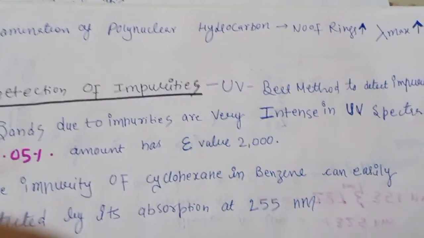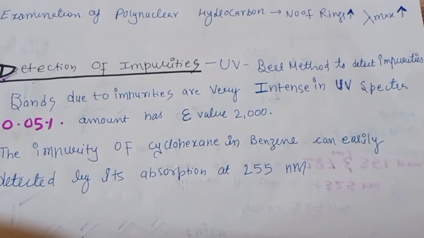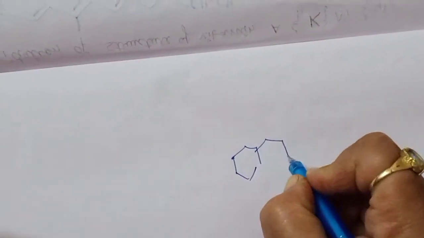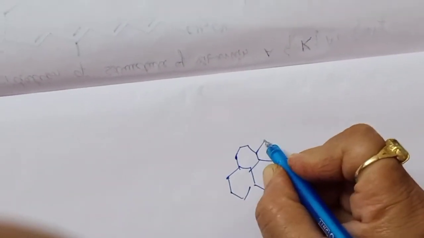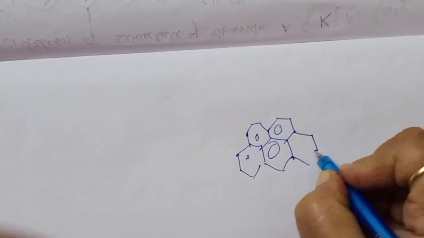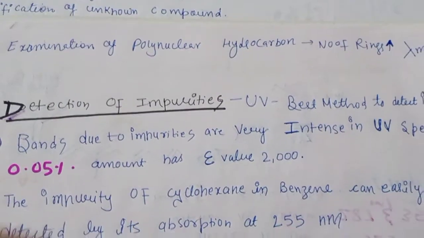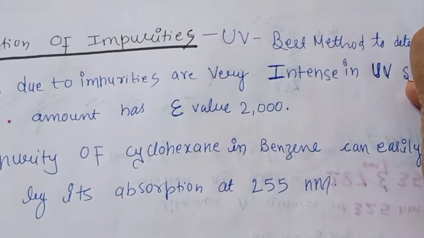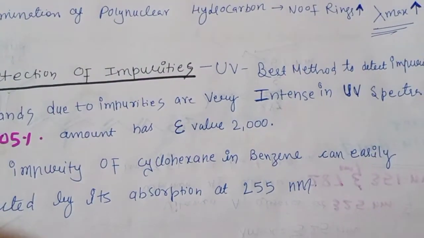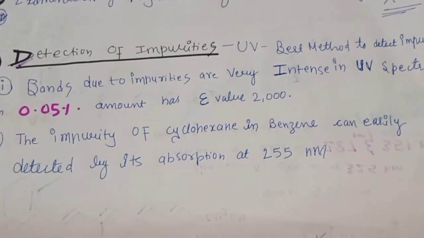Next application is the examination of polynuclear hydrocarbons. As we know, there are many polynuclear hydrocarbons, where many benzene rings are attached to each other one after the other. As the number of rings increases, what is important here in UV spectroscopy? As the number of rings increases in any polynuclear hydrocarbon, the lambda max value will go on increasing. So the lambda max value will go on increasing as the number of rings increases in the groups.